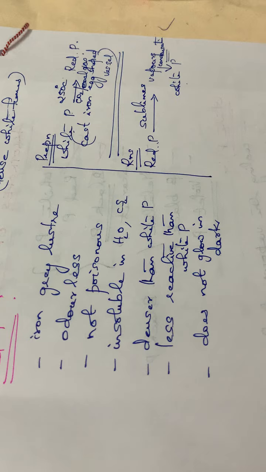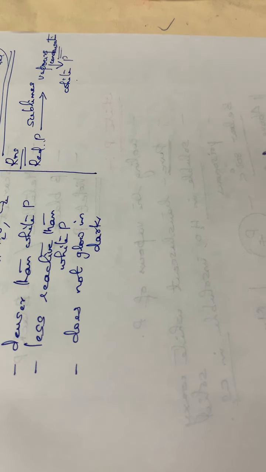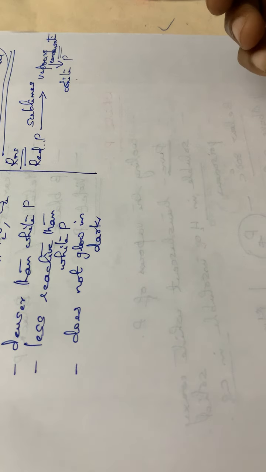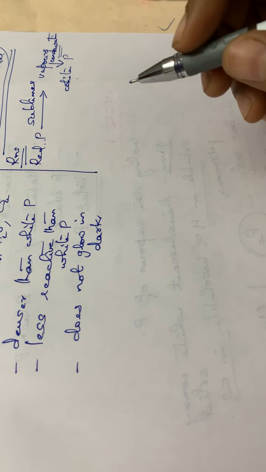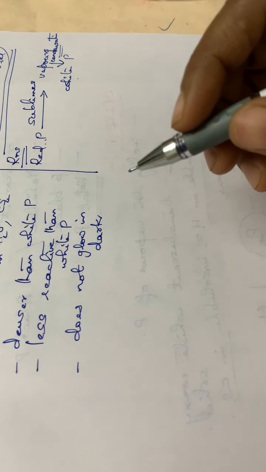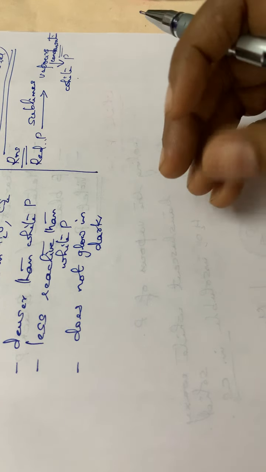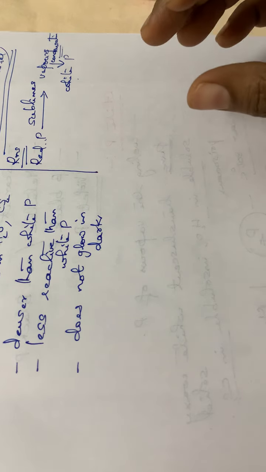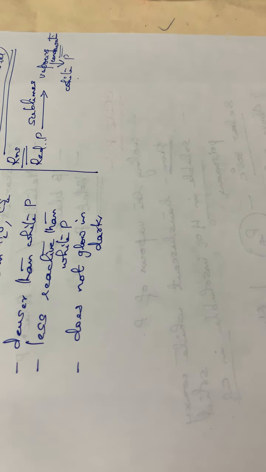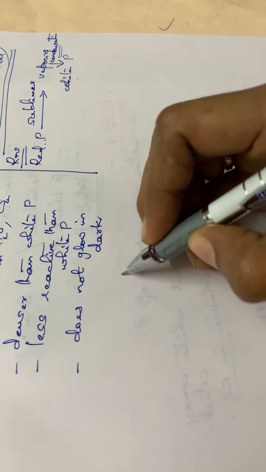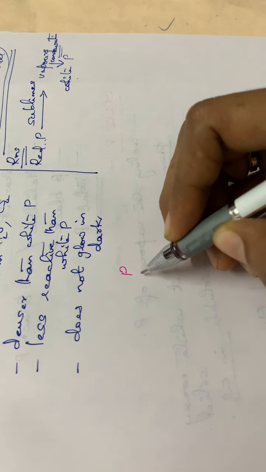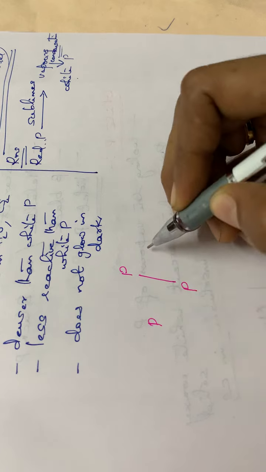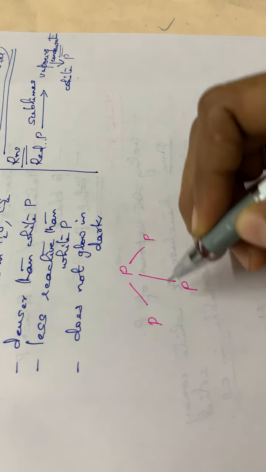And also coming to the structure of red phosphorus, it is a polymeric type of structure. That means many discrete units are joined together, each a P4. Okay, so let us draw the structure. I am not good at drawing, so you have to excuse me.